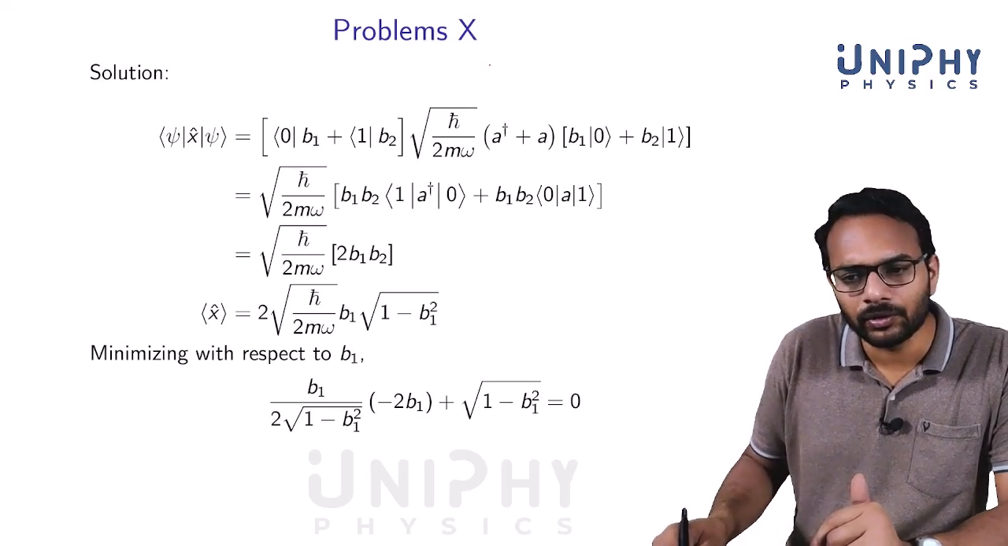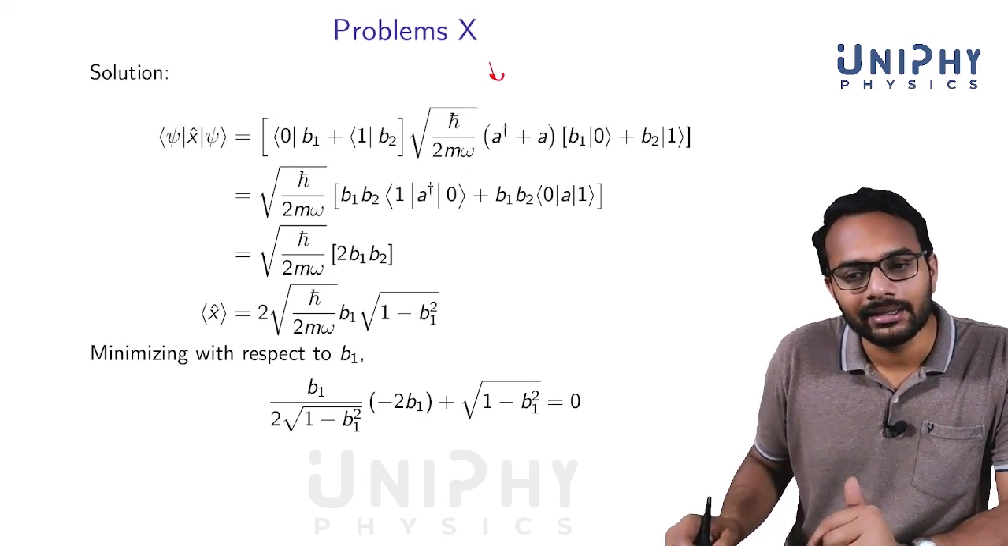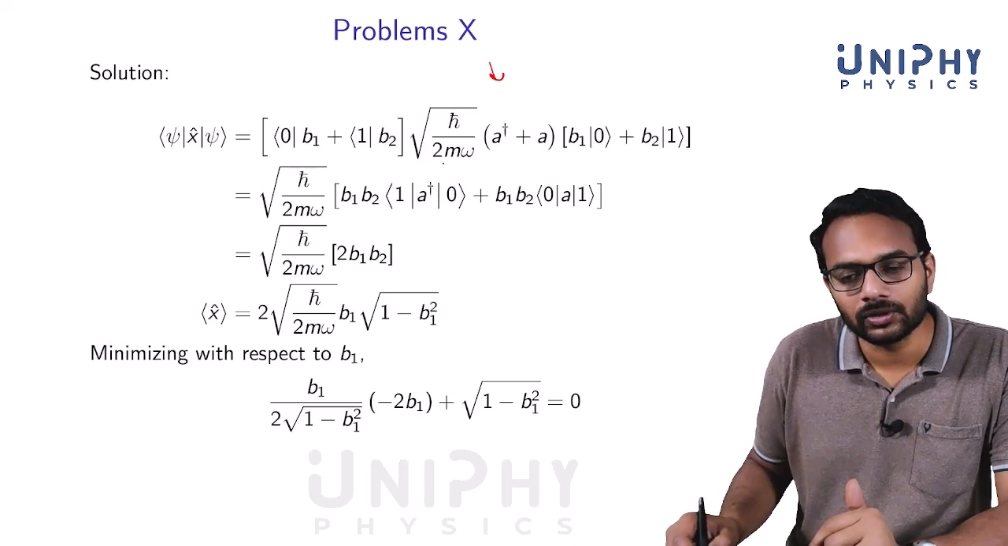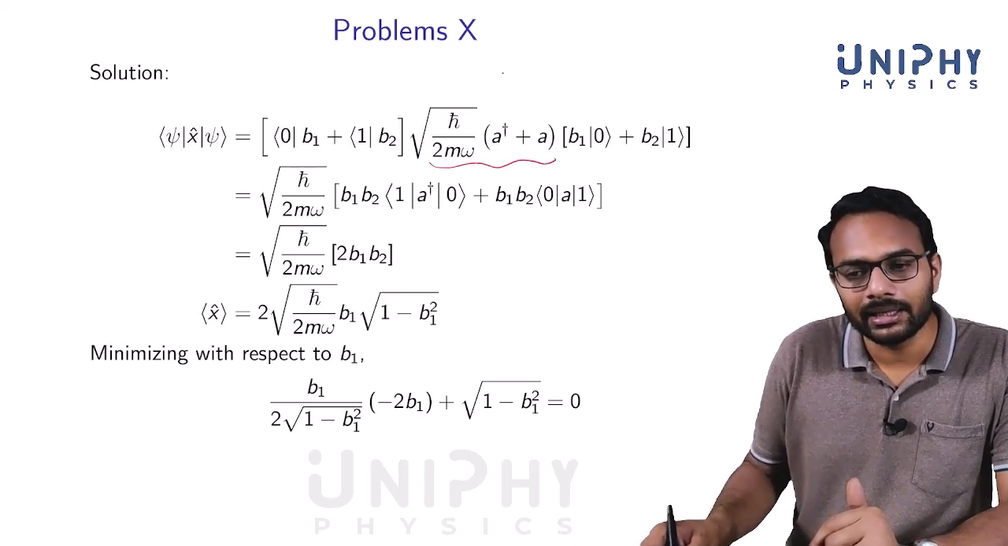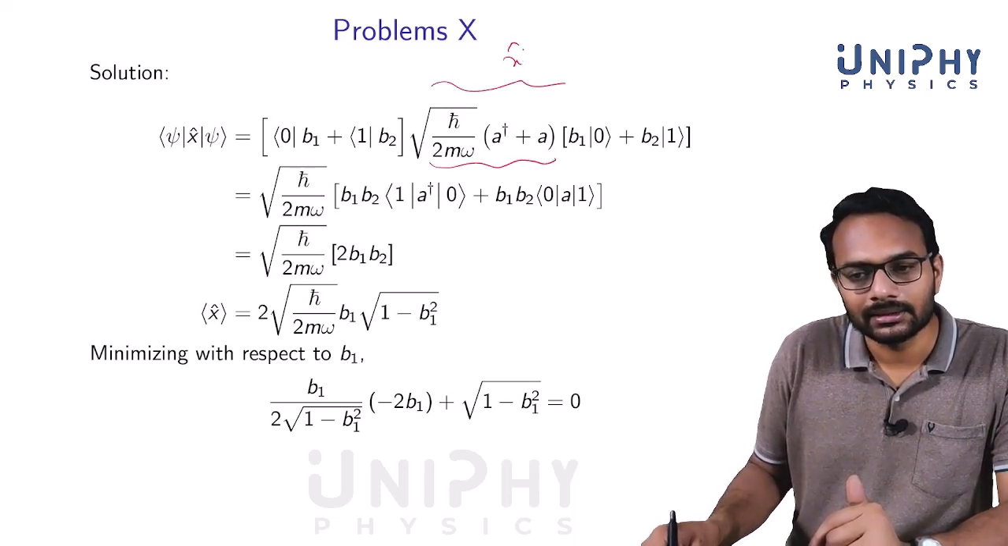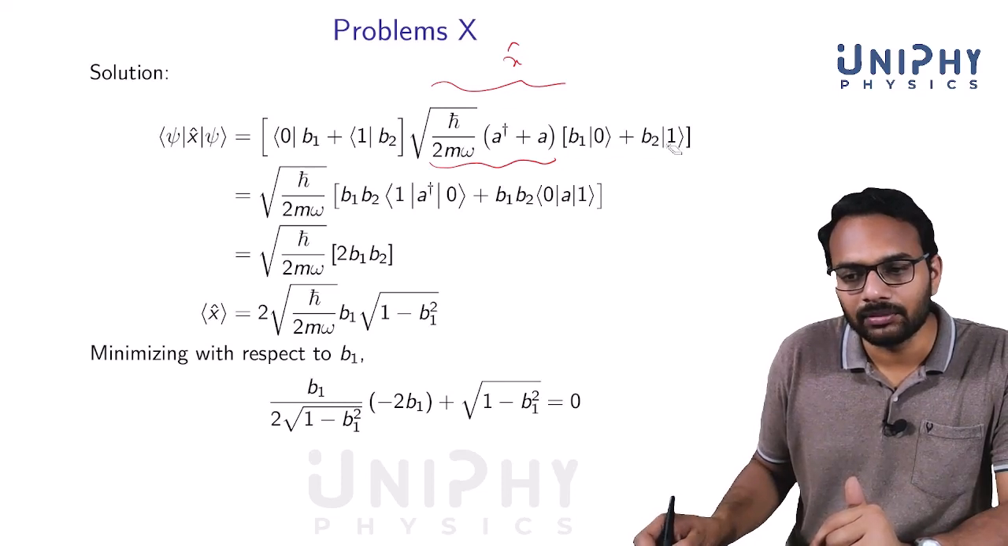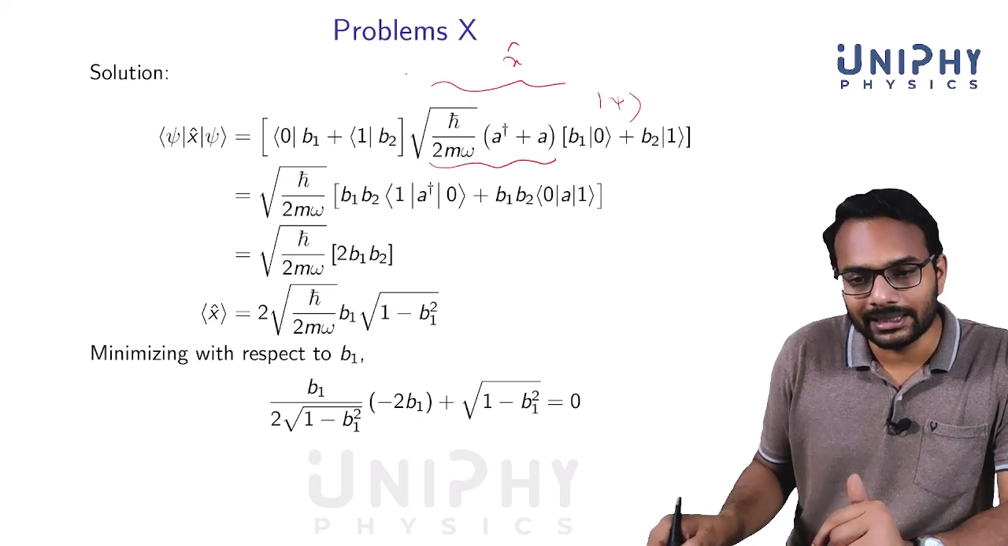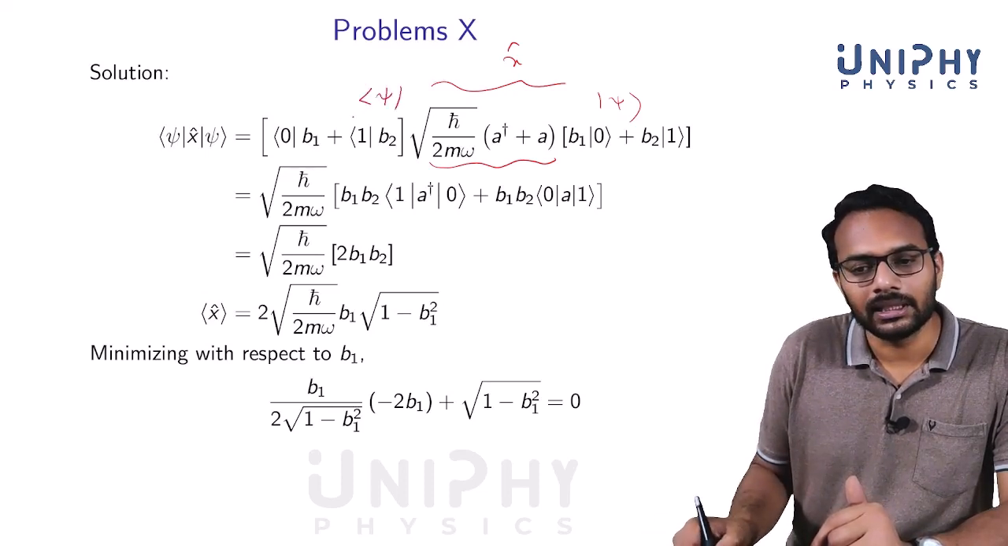We substitute for x in terms of a and a dagger. It's square root of h cross by 2 m omega times (a dagger plus a). This is simply your x, and we just put the states here: b1|0> plus b2|1>. This is ket psi, and this is bra psi.